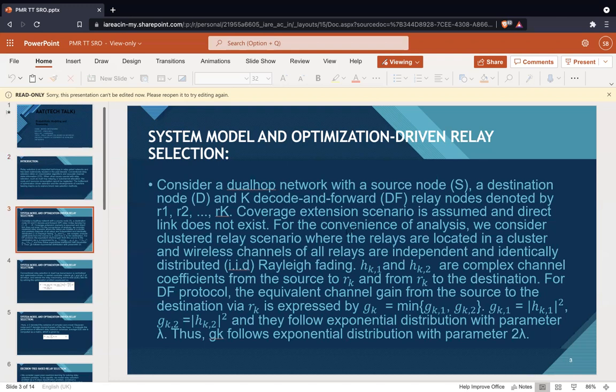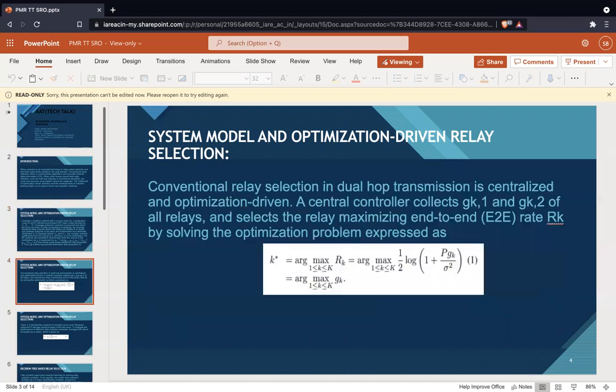h_k,1 and h_k,2 are the complex channel coefficients from the source to Rk and from Rk to the destination. For the DF protocol, the equivalent channel gain from the source to the destination via Rk is expressed as gk equal to min of gk1, gk2, where gk1 equal to mod h_k,1 squared and gk2 equal to mod h_k,2 squared follow exponential distribution with parameter lambda. Thus, gk follows exponential distribution with parameter 2 lambda.